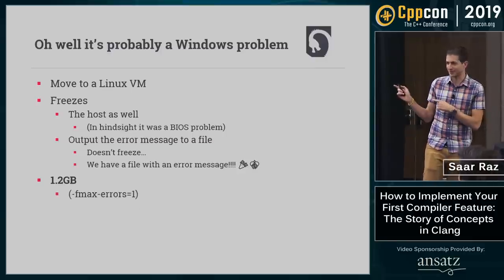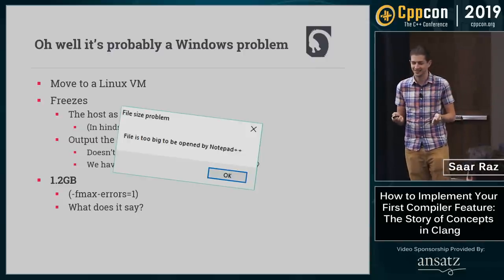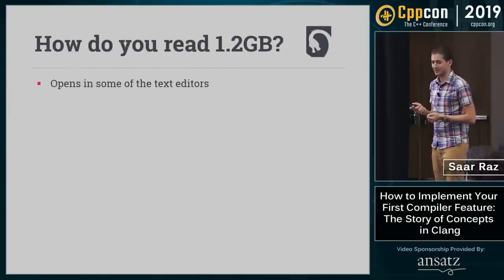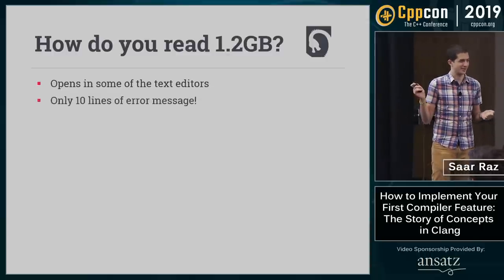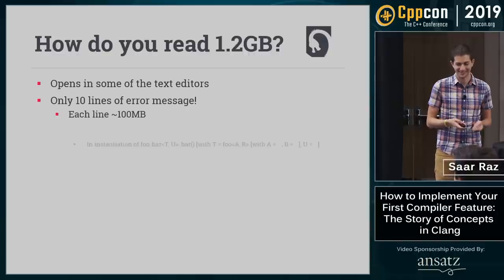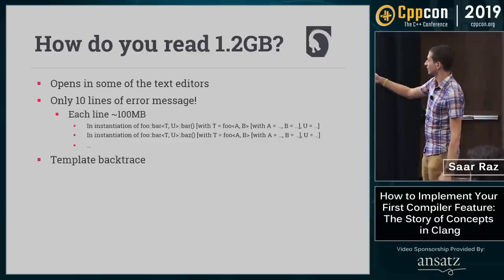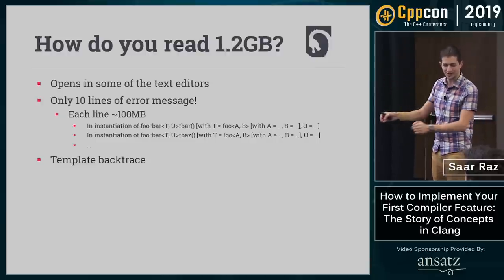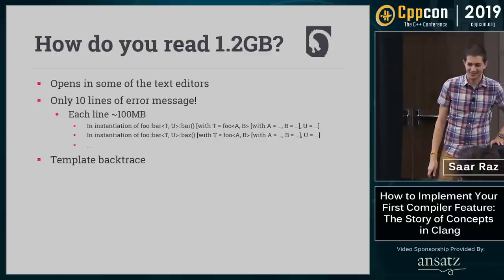So you might be wondering, this was with -fmax-errors=1. What do those 1.2 gigabytes of error message say? Well, how do you read 1.2 gigabytes of error? Some of the text editors do open this, like Sublime Text, for example. And it turns out this was only 10 lines of error message, each of them having about 100 megabytes of error. And they were basically something like this, just template backtrace listing. I had this function bar with these 100 megabytes of template arguments, which tried to call function baz with these 100 megabytes of template arguments, and it was 10 lines of this, OK?